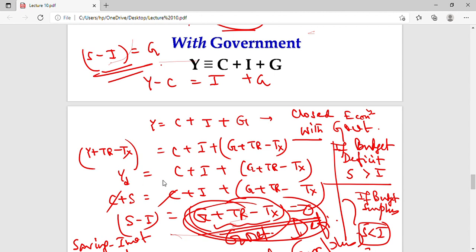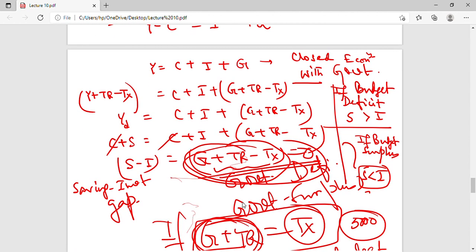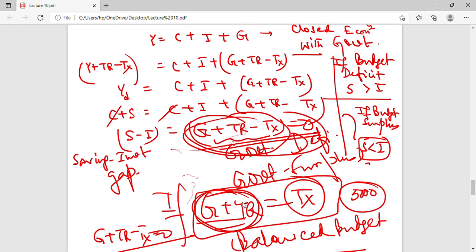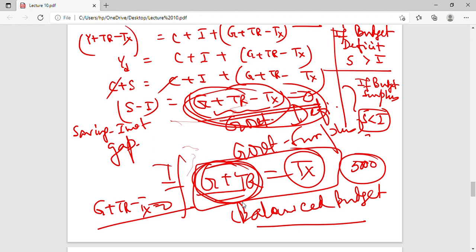That is Y equals C plus I plus G plus TR minus TX, and we can write personal disposable income as consumption plus saving. So C will be cancelled and we will get S minus I equals G plus TR minus TX. So this is our saving investment gap.